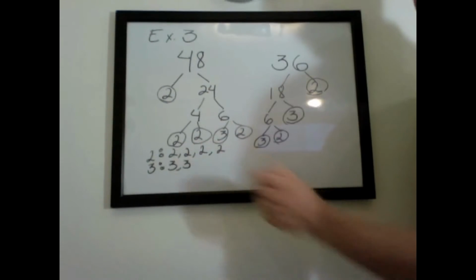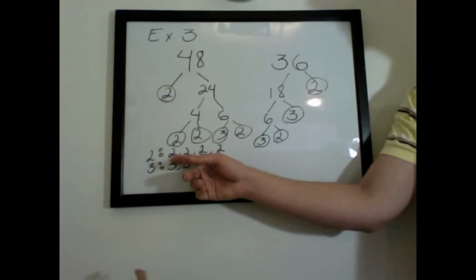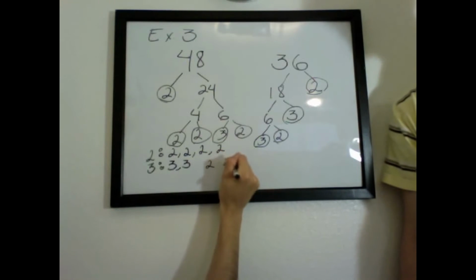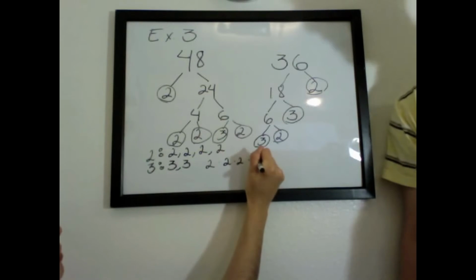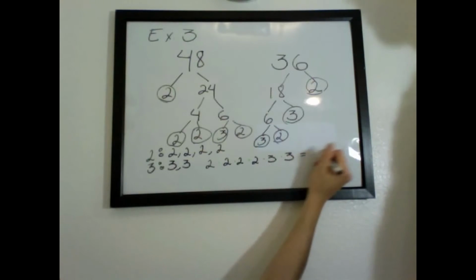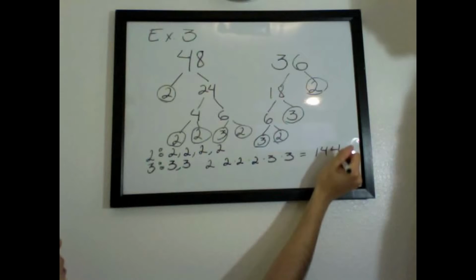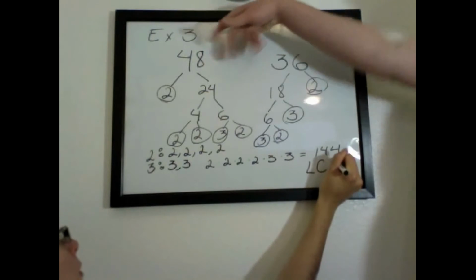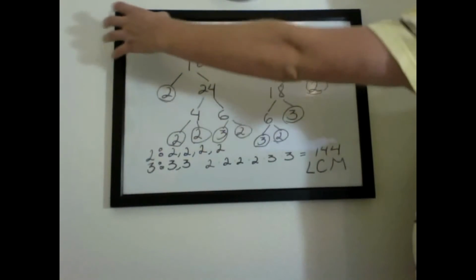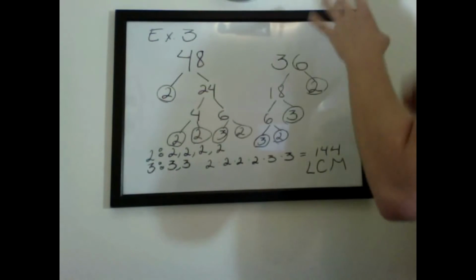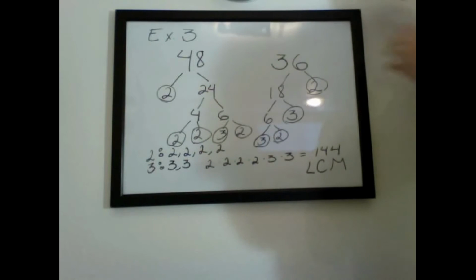Okay, now we're going to multiply. We're going to multiply these numbers together. So 2 times 2 times 2 times 2, times 3 times 3. If you multiply that all together, you should get 144. That's pretty cool. And that is the least common multiple for these two numbers. So if you took multiples of 48, made a whole list of that, and you take the whole list of 36, make a whole list of that, and then you look at the common multiples they each have, the lowest one will be 144.